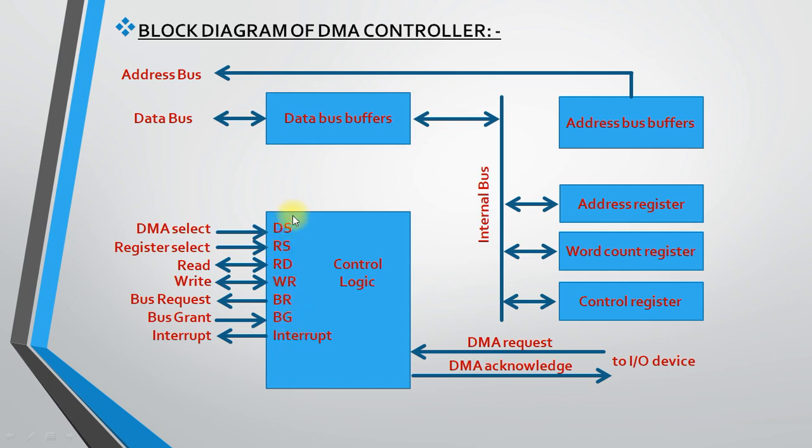Here are the short forms used. DS stands for DMA select, RS stands for register select, RD stands for reading purpose, WR stands for writing purpose, BR stands for bus request. We are always sending request, so the cursor should be in this direction. Bus grant. Bus grant means it is a permission given to the bus, right? So BG stands for bus grant.